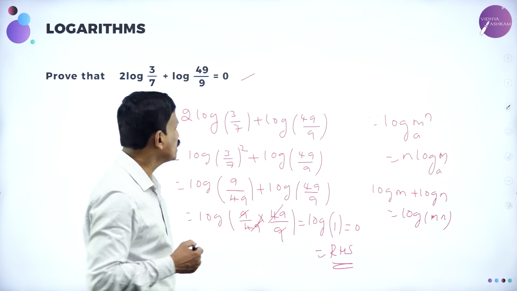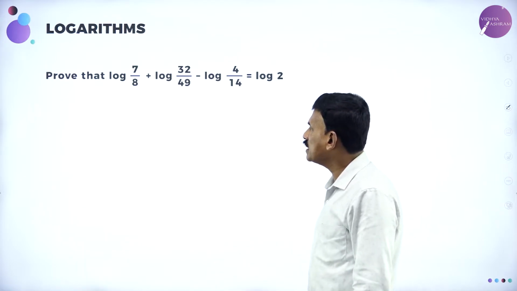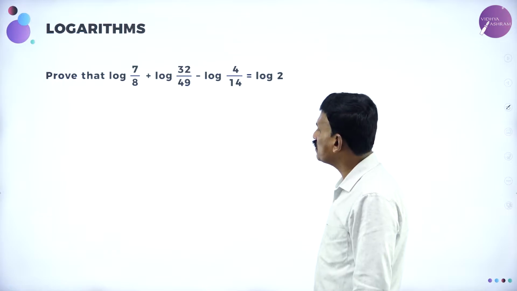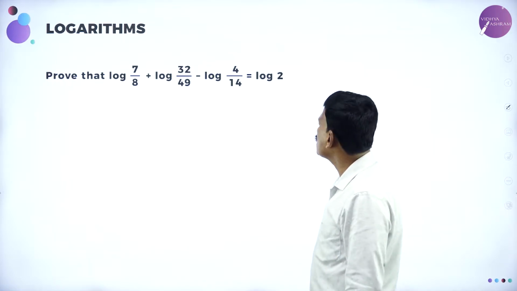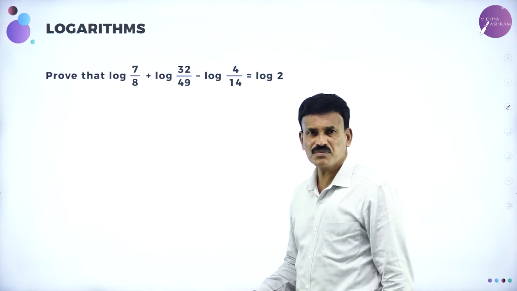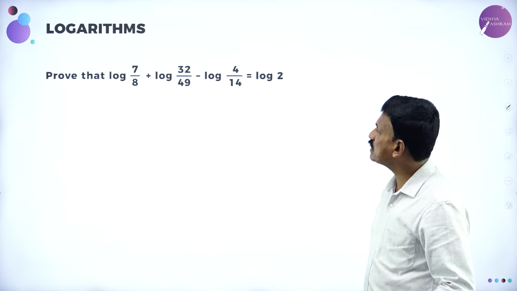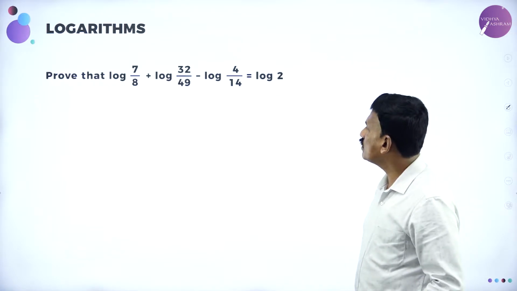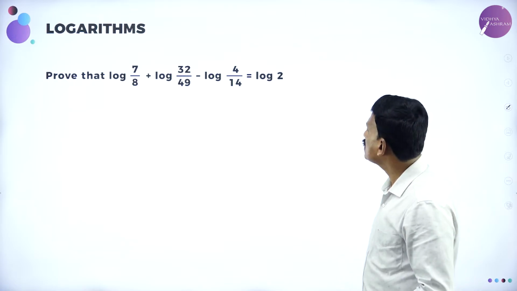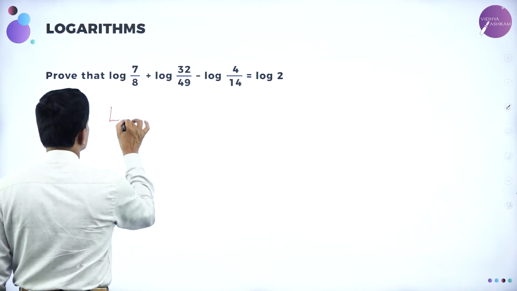Now let us come to the next problem. Same type. Prove that logarithm of 7 by 8 plus logarithm of 32 by 49 minus logarithm of 4 by 14 is equal to log 2. Same as that of the first problem. Okay. Let us come to the next problem. Prove that log 7 by 8 plus logarithm of 32 by 49 minus logarithm of 4 by 14 is equal to log 2. Now let us take LHS.